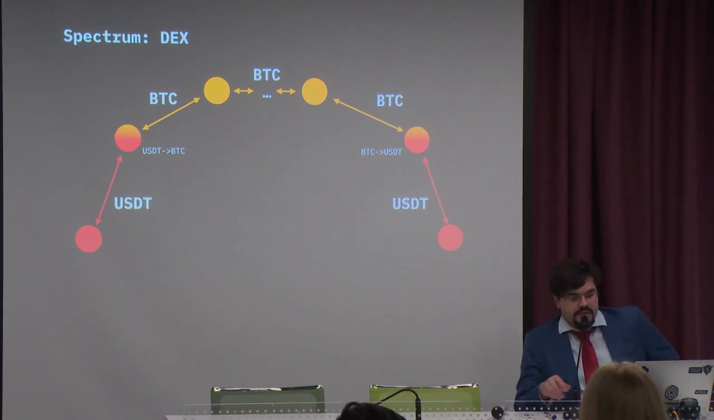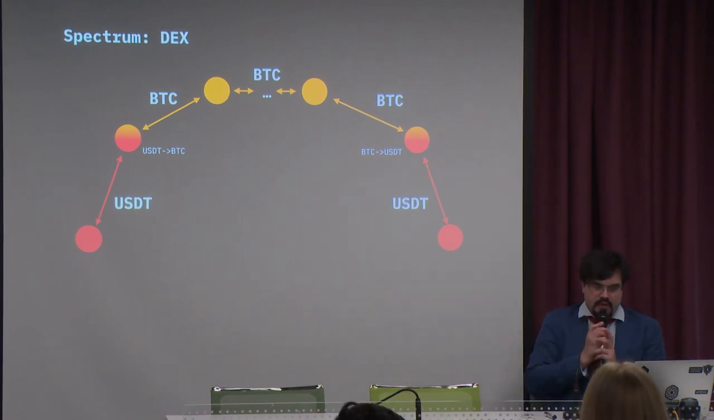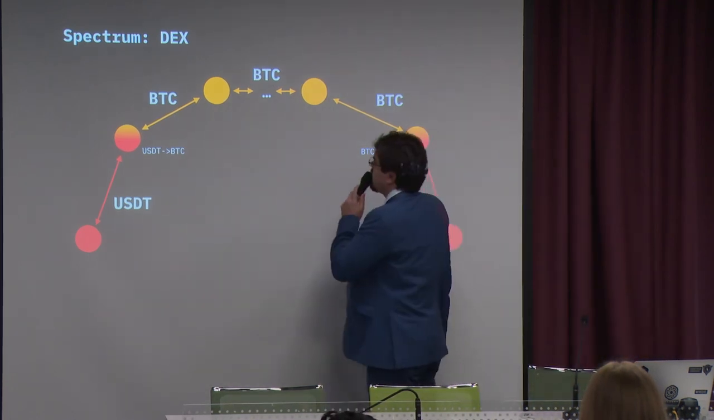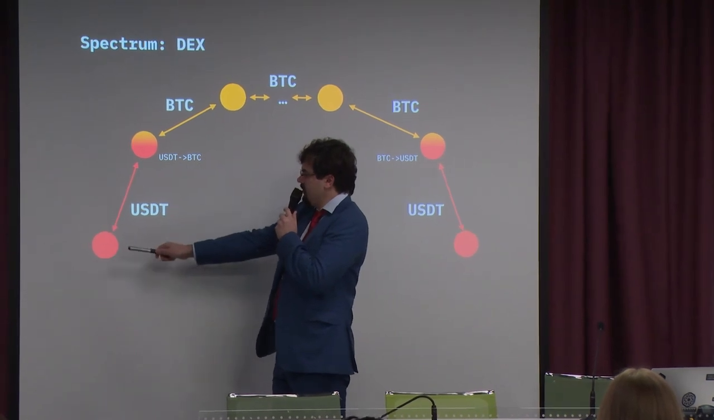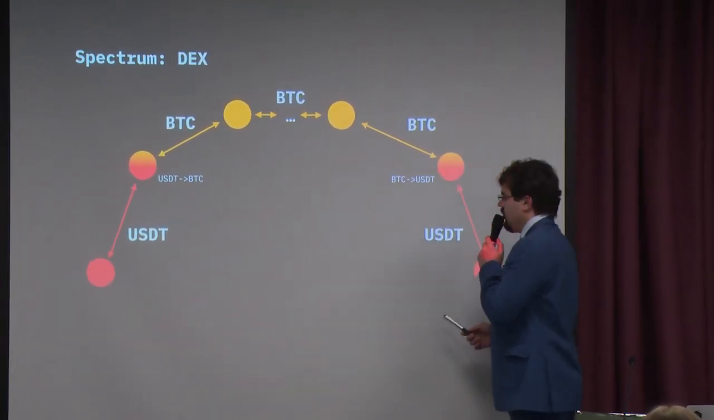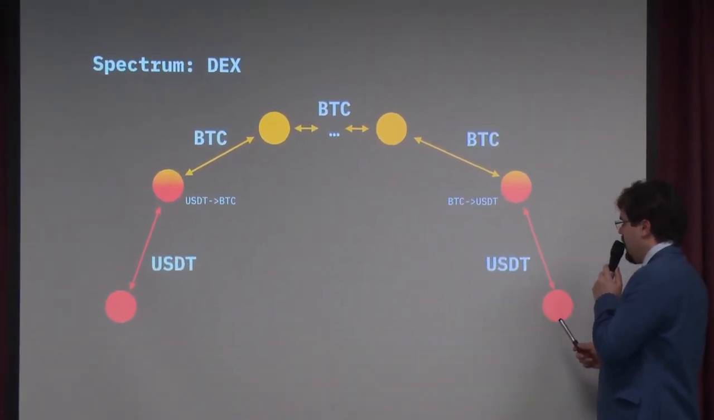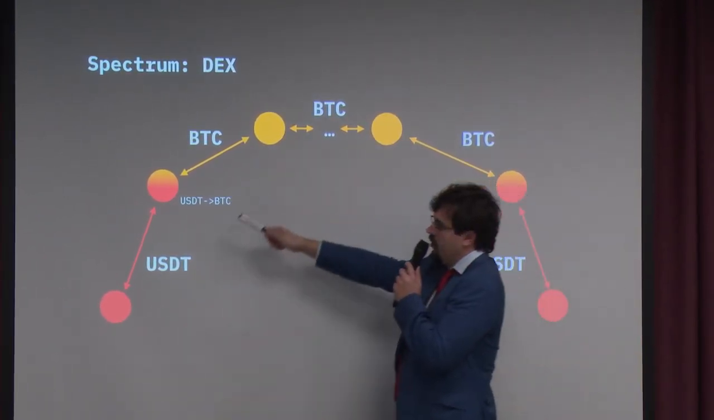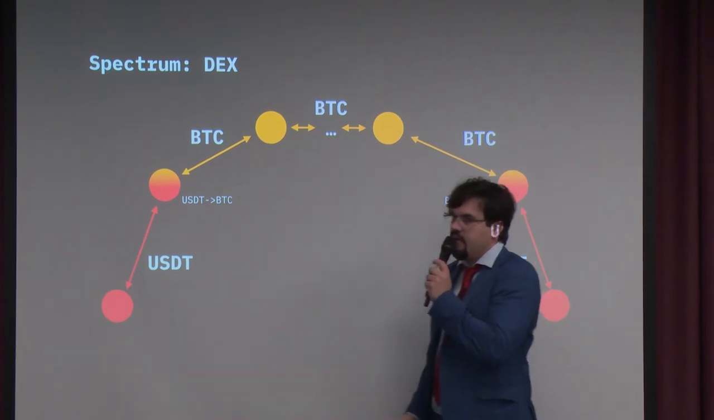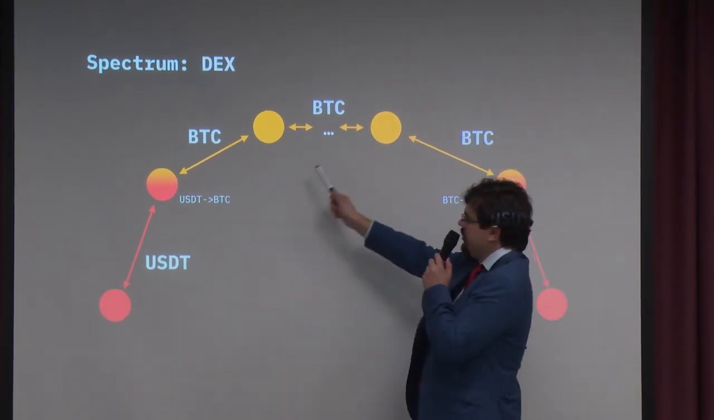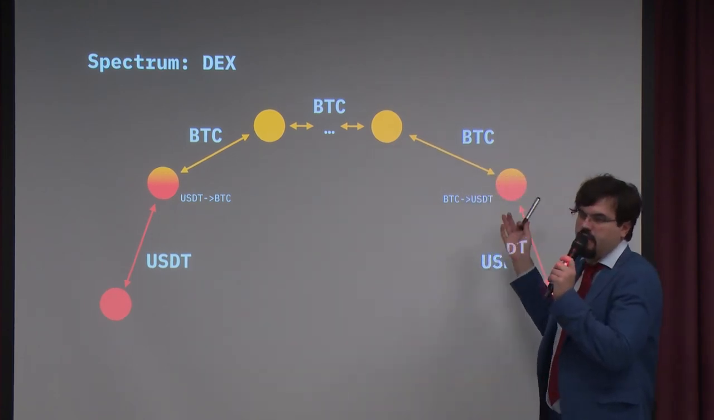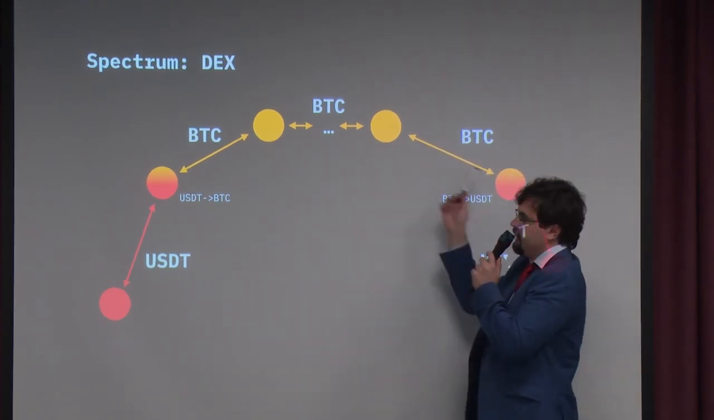So how does it look? Let's assume that we have two nodes. The node on the left side, Alice, would like to transfer USD Tether over the RGB to the node on the right side, Bob. But throughout the whole Lightning network, there is no path where each of the nodes will have USD Tether. They don't announce, they don't have it. We can't put a route.